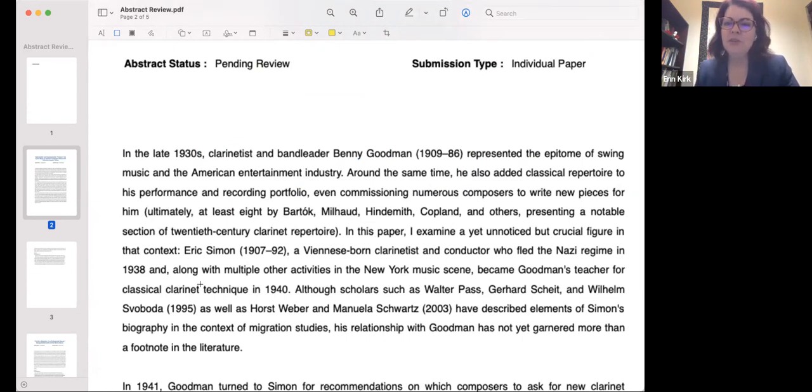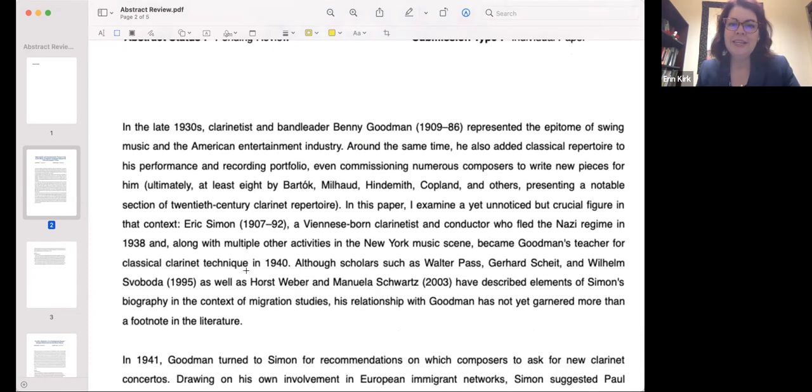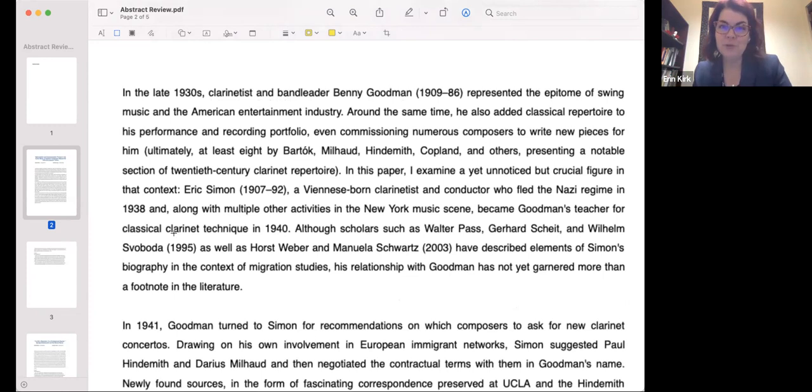Around the same time, he also added classical repertoire to his performance and recording portfolio, even commissioning numerous composers to write new pieces for him, ultimately at least 8 by Bartók, Milhaud, Hindemith, Copland, and others, presenting a notable section of 20th century clarinet repertoire.